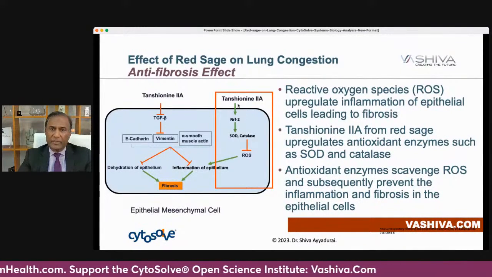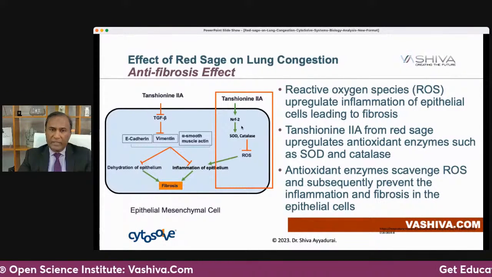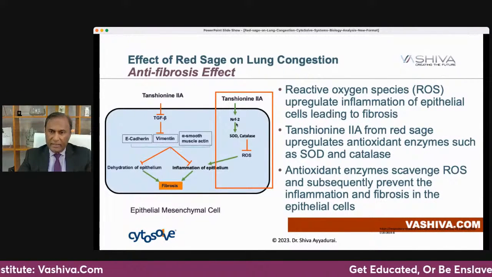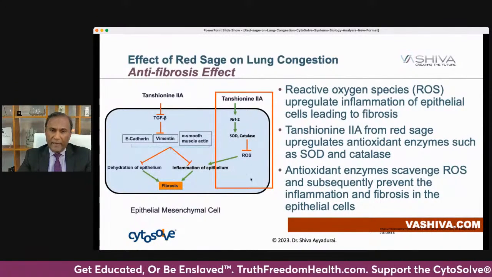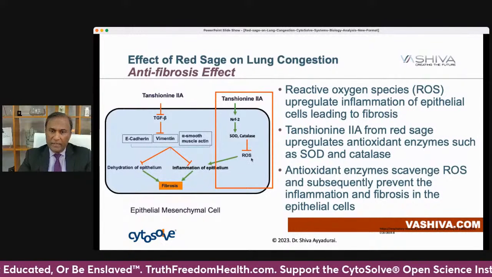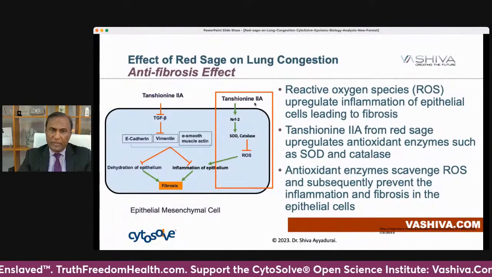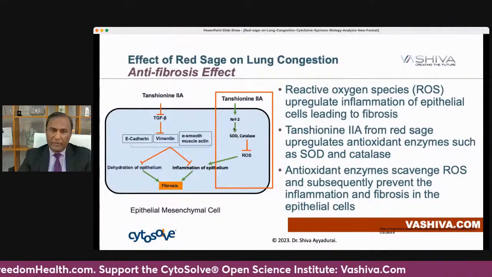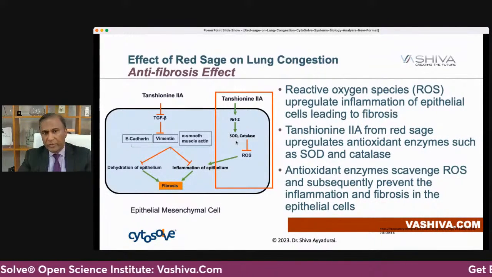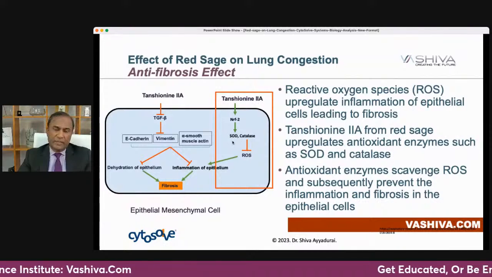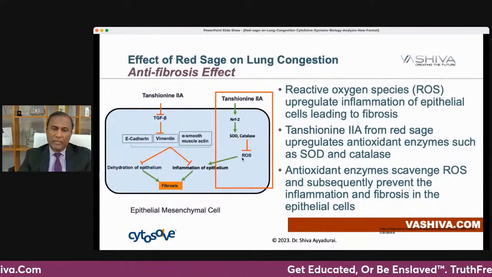What happens is tanshinone IIA from red sage regulates NRF2 antioxidant enzymes such as SOD and catalase, okay? So the antioxidant enzymes scavenge, eat up ROS, and they prevent this. So when you get tanshinone IIA, you get NRF2, which leads to these antioxidant enzymes, SOD, superoxide dismutase, that's a shortened version, and catalase, which blocks ROS. And that's how you stop this inflammation.